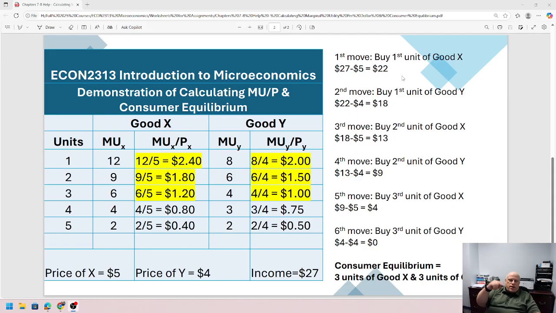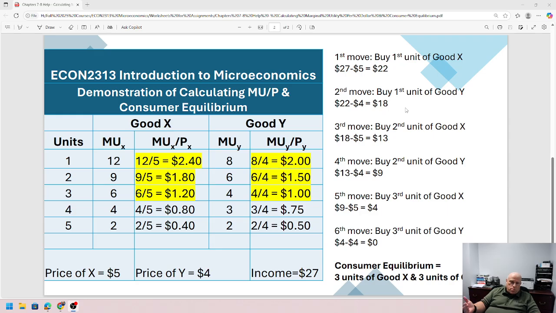After each move, you've also got to subtract how much you just spent on that unit of that good from your income. So, for example, after the first move, when we buy that first unit of good X, we're going to have $22 left. It's $27, what we started with, minus the $5 that we spent on unit 1 of good X, so we're left with $22.